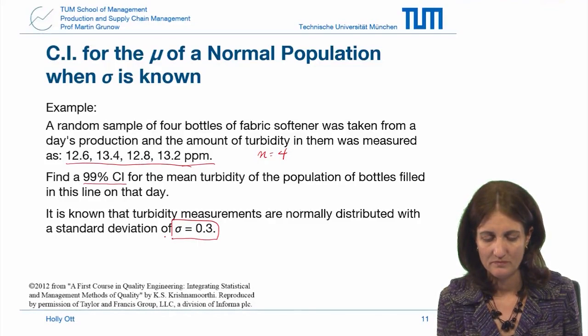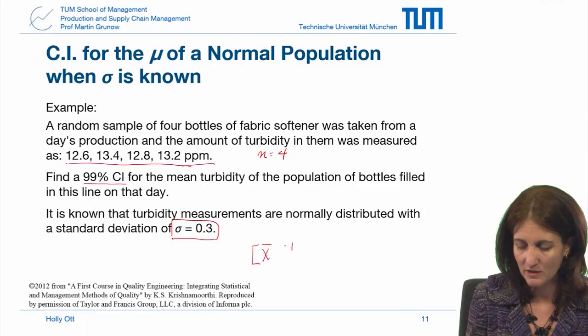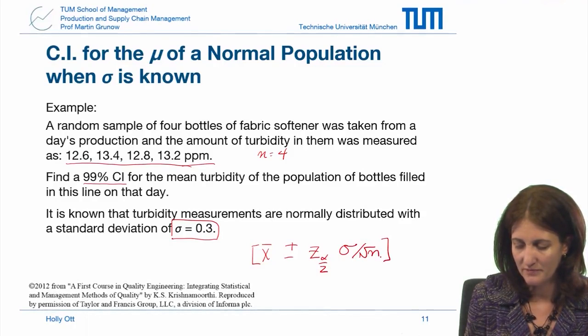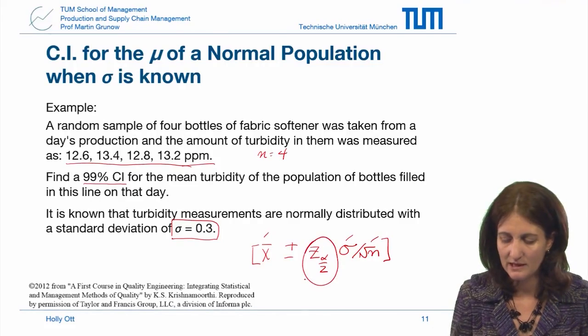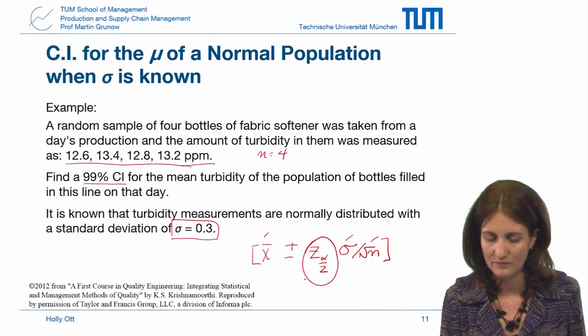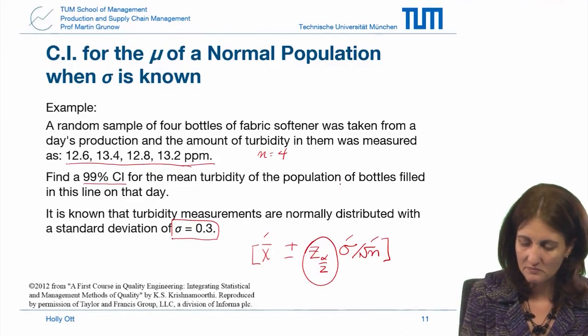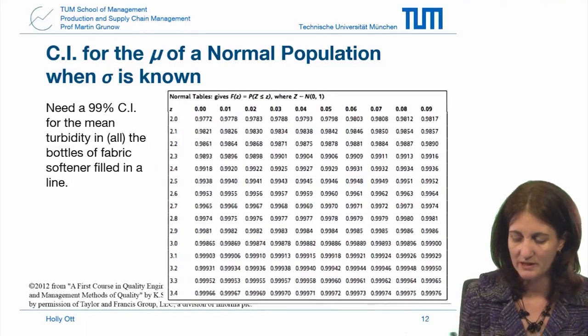So we had the confidence interval given as x bar plus or minus z alpha over 2 times sigma over the square root of n. Now, we can calculate this, we're given this, and we know this. Let's look a little more closely at how we come up with z alpha over 2. In this case, we have 1 minus alpha equals 99%, or alpha equals 1%.